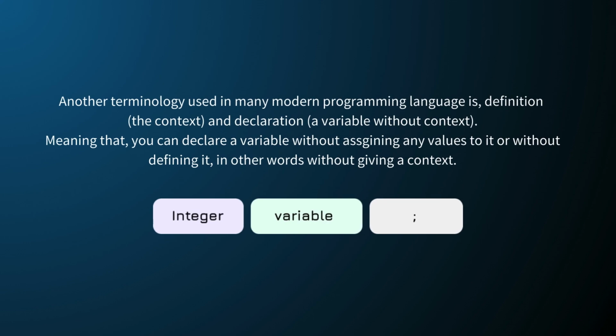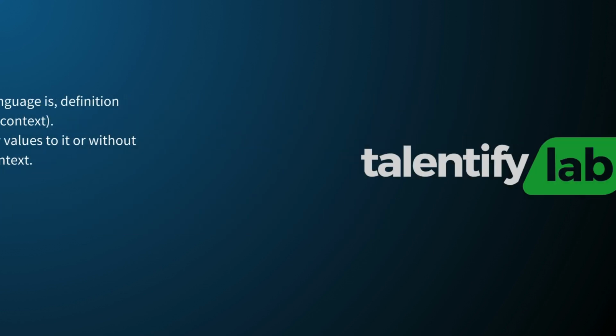Other terminology used in many modern programming languages is definition, the context, and declaration, a variable without context. Meaning that you can declare a variable without assigning any values to it or without defining it. In other words, without giving a context.